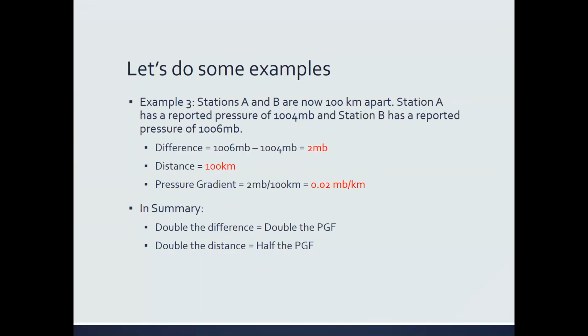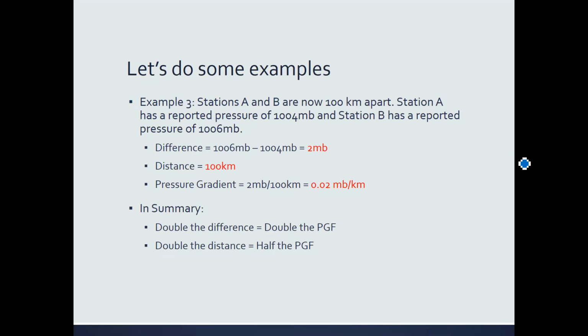Now, what would happen if instead of changing the difference, we changed the distance? So now let's suppose that stations A and B are 100 kilometers apart. Station A has 1,004 millibars, station B has 1,006 millibars. So the difference stays the same as in example 1, but now the distance has doubled. Well, in this case, you now have a larger denominator. And so you have 2 over 100, which would be 0.02 millibars per kilometer.